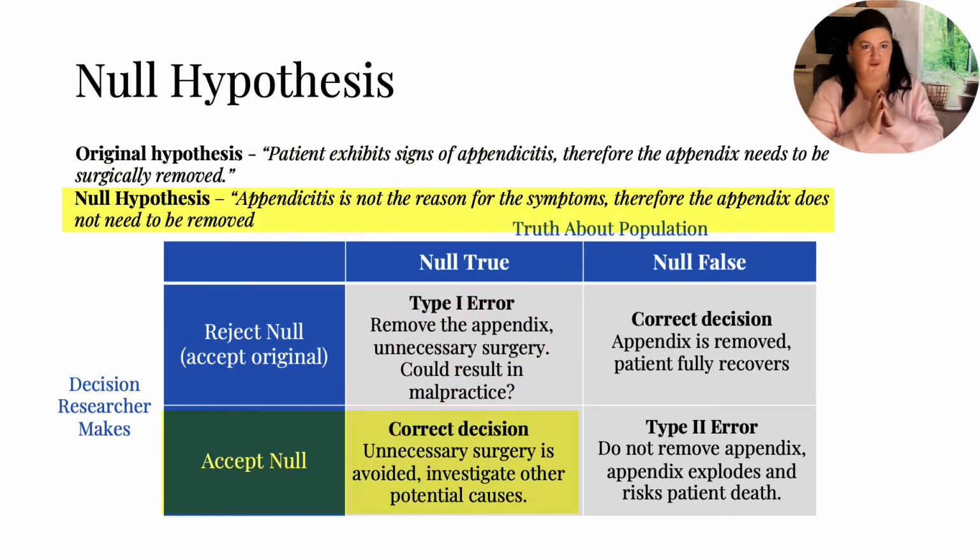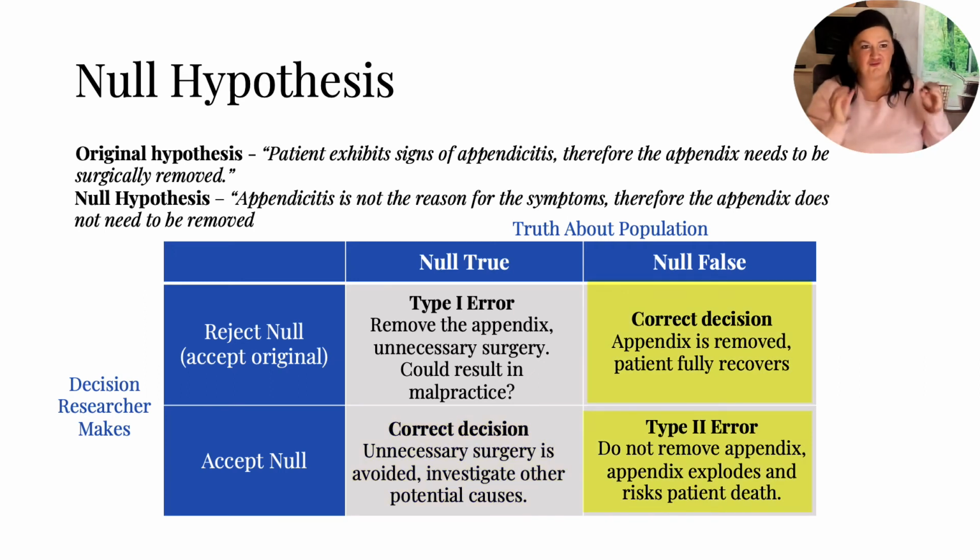Not good. If they accept the null and the null is true, they've made the correct decision, and unnecessary surgery is avoided. So they investigate other potential causes to figure out what's going on with the patient. Now they make another correct decision here. If the appendix is removed and the patient fully recovers, right, then they accept the original and the null is actually false. That's a good thing, right?